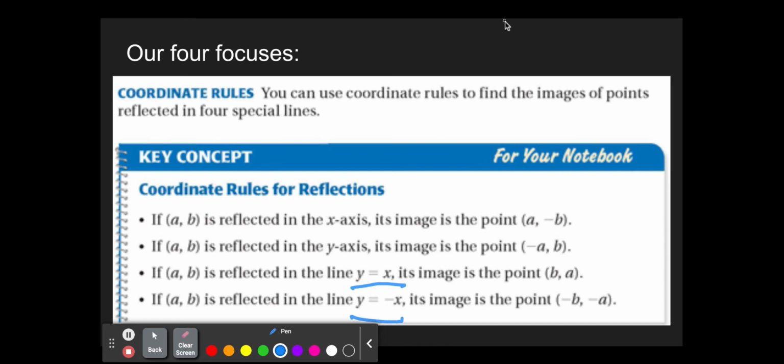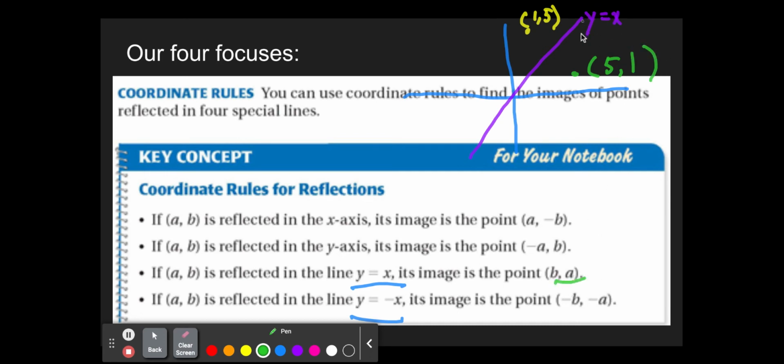So you have this coordinate plane, and you've got this diagonal, y equals x. If I gave you a point up here, like 1, 5, well then the reflection of that is 5, 1. We flip it around.